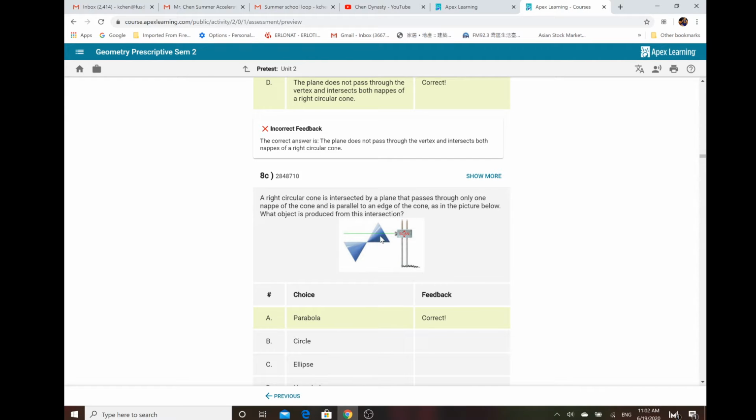So here's another view. What happens if the light beam just cuts off part of the nappe, either the upper nappe or the lower nappe? The cross-section here is going to form a parabola. A parabola is a U-shaped object.